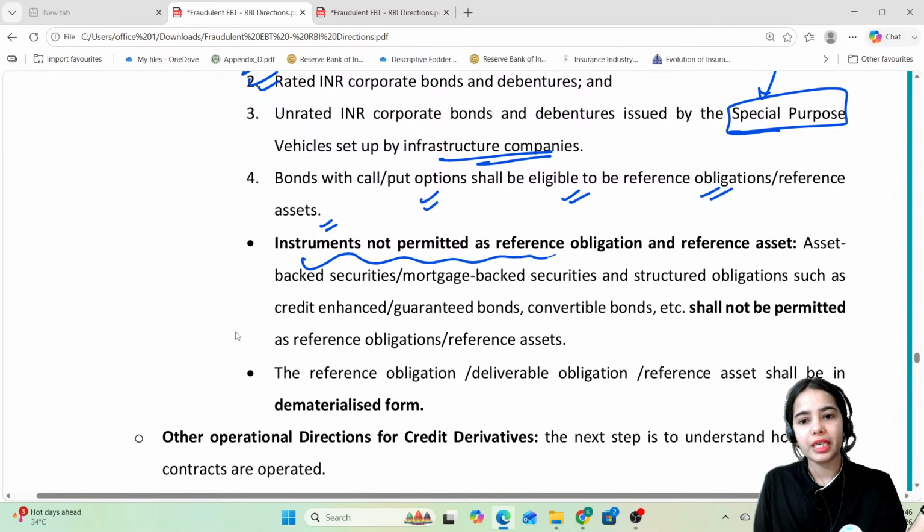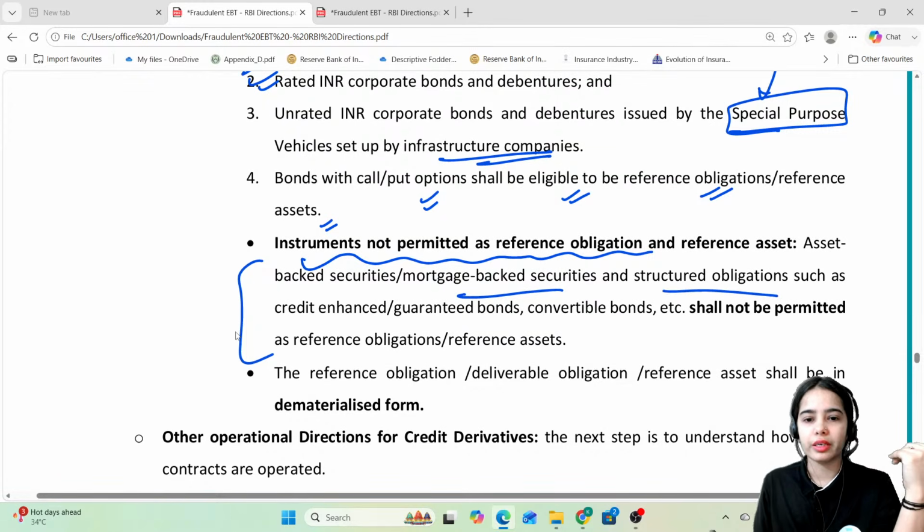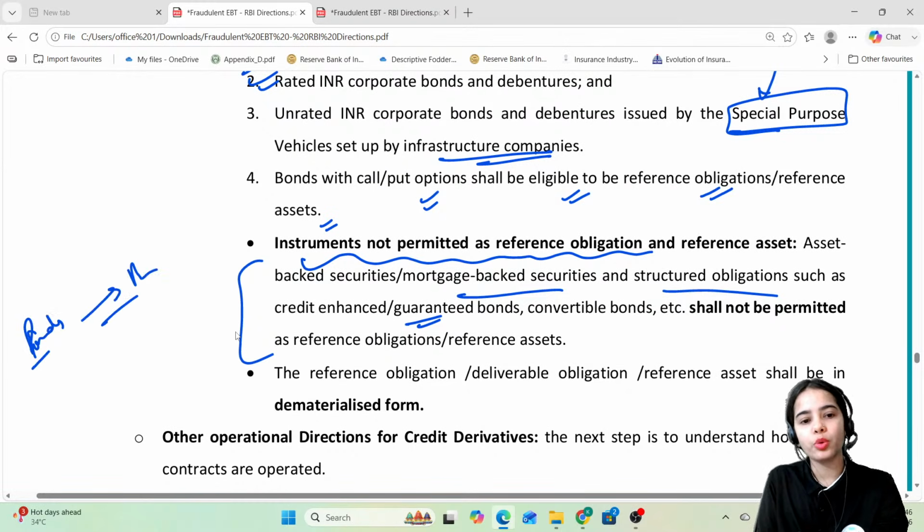Instruments not permitted as reference obligations. So these are the asset-backed securities, mortgage-backed securities, structured obligations, guaranteed bonds. So if they are already backed, if the bonds already have some backing, so they do not need the credit default swap or total return swap and such.